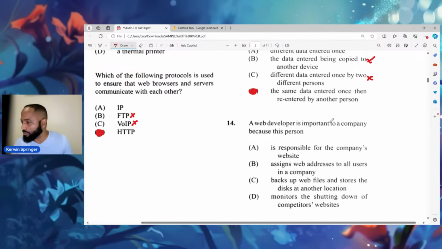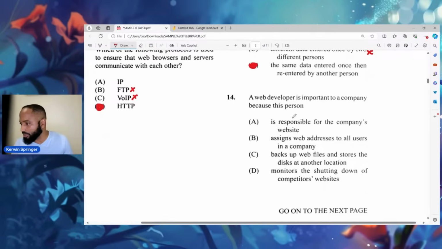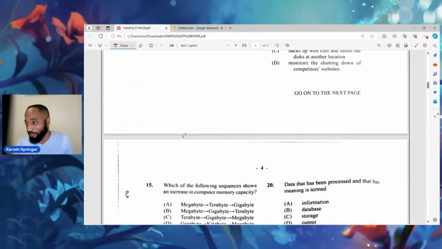A web developer is important to a company because this person is responsible for the company's website, assigns web addresses to all users, backs up web files and stores the disks, monitors the shutting down of competitors' websites. Wow. So I was just going 14 with this one. I mean, your web developer could possibly do all of those things and be sounding kind of illegal. I don't know. But this is what you're here for, right? If you're doing the other things, you probably need to pay more.